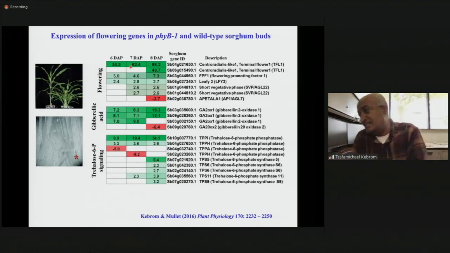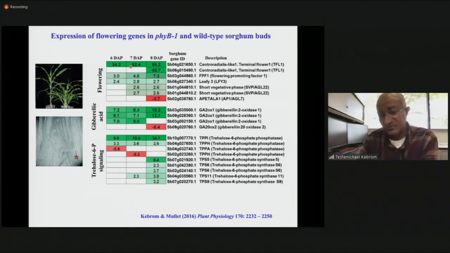Another result that we didn't expect is the differential expression of flowering-related genes. In the buds, flowering-related genes were differentially expressed, and these genes are very important in the transition of the plant from vegetative to flowering. These genes include Terminal Flower 1, Leafy 3, and Apetala 1. These are key genes that control flowering. They were differentially expressed, and this was a very interesting result that needs further research.